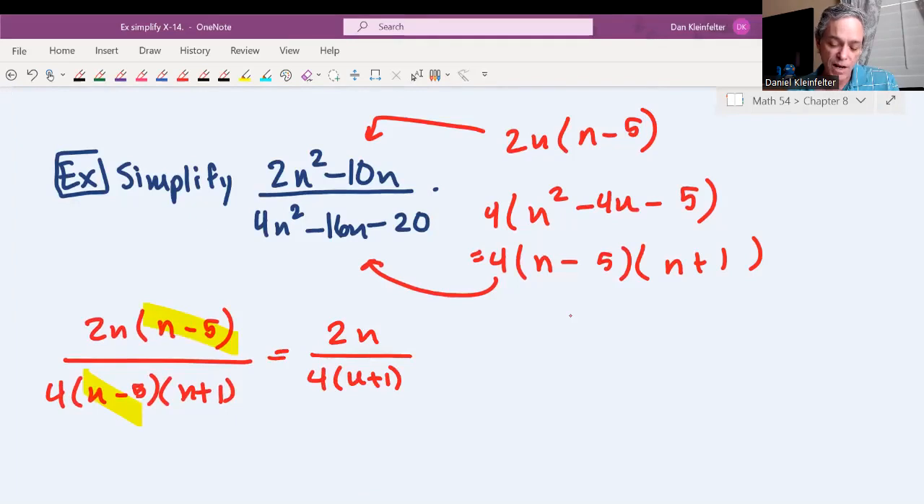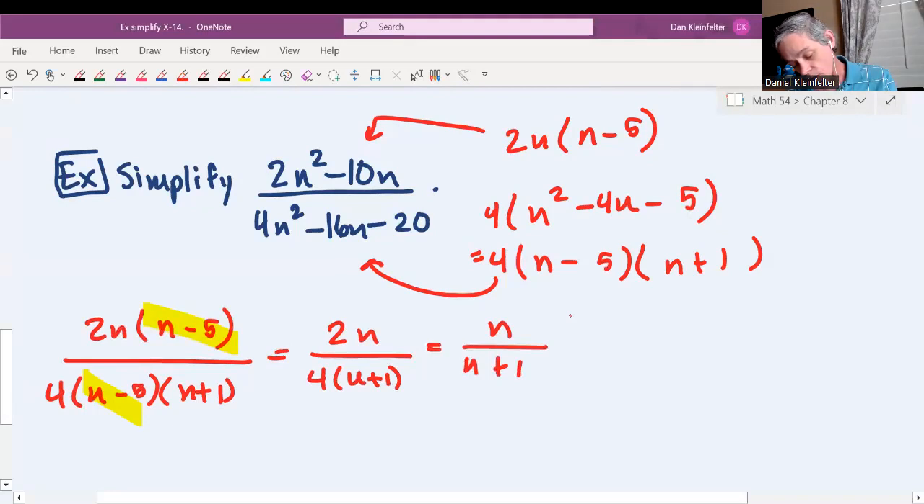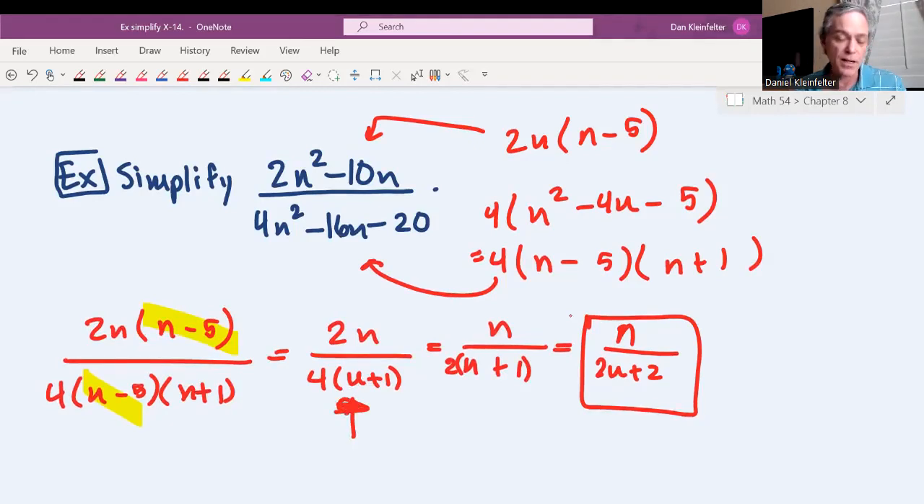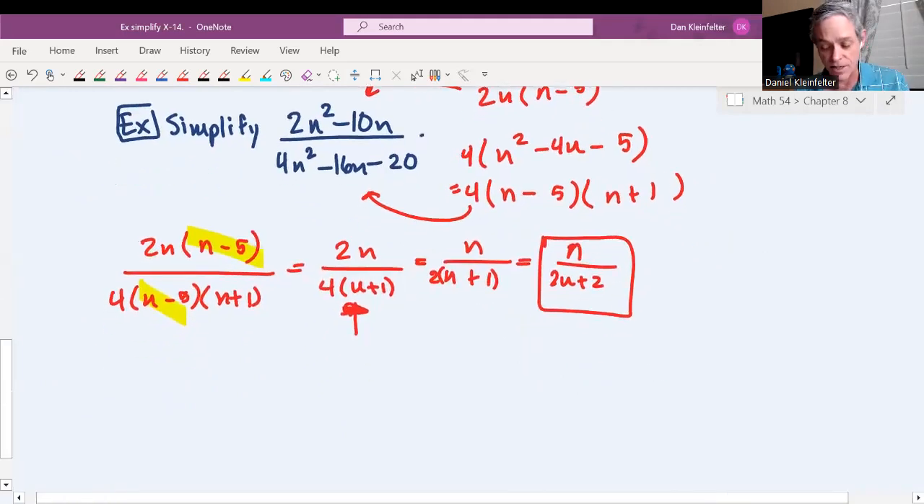But wait, there's more, right? The 2 and the 4 can be divided out, actually. So, hold on, let me finish this. n over 2 times n plus 1. If you multiply to remove the parentheses, you'll have n over 2n plus 2. All right, so what I was about to say was that simplifying fractions is kind of like factoring. When you do it, you want to go all the way with it, right? Where I'd almost stopped right here, there was still a common factor of 2 that could be removed. You want to simplify as much as you possibly can, take out any possible common factors that there are.